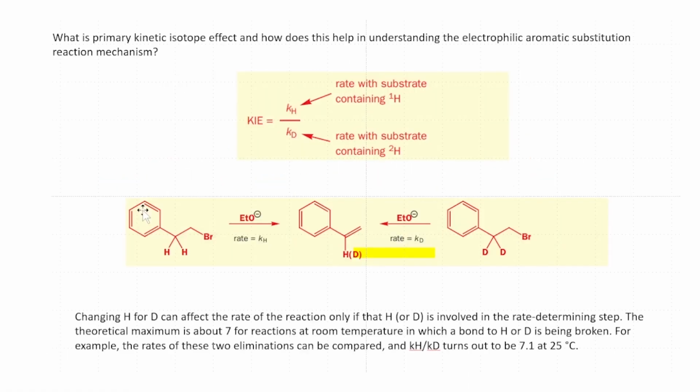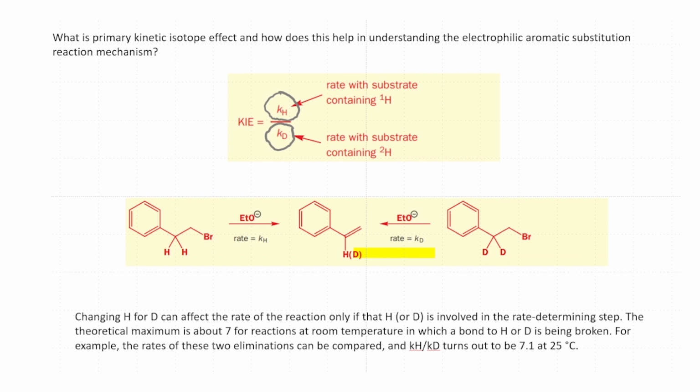What is primary kinetic isotope effect, and how does this help in understanding the electrophilic aromatic substitution reaction mechanism? Okay, so let's now try and understand what a primary kinetic isotope effect is, using an equation. The kinetic isotope effect is defined as the rate constant for a reaction that happens with hydrogen, divided by the rate constant of the reaction that happens when the hydrogen is replaced by deuterium. This is a very powerful technique that can be used to understand reaction mechanisms.